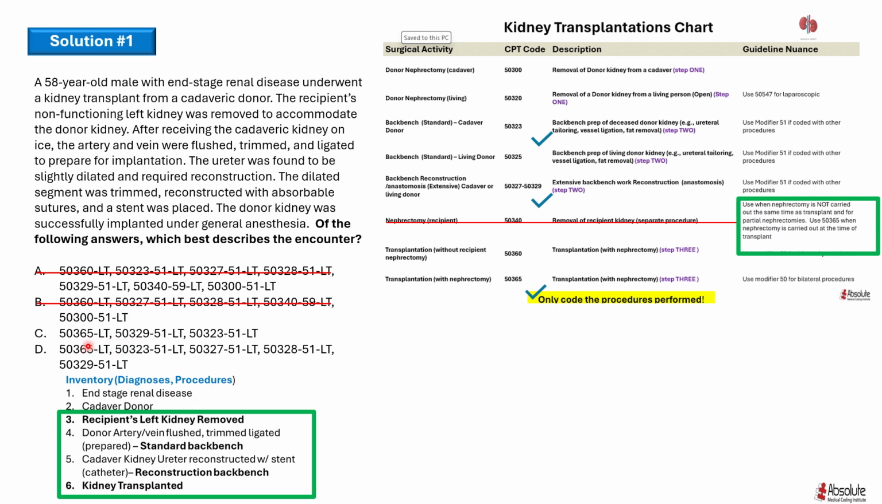What is different? Well, D is coding for 50323. That's standard backbench. That's good. 50327. Oh, wait a minute. That's reconstructive or extensive backbench work, and 50328 and 29. Well, I don't want to jump the gun or anything. I don't know what this is, so we are going to have to look up the code. Let's get into it.